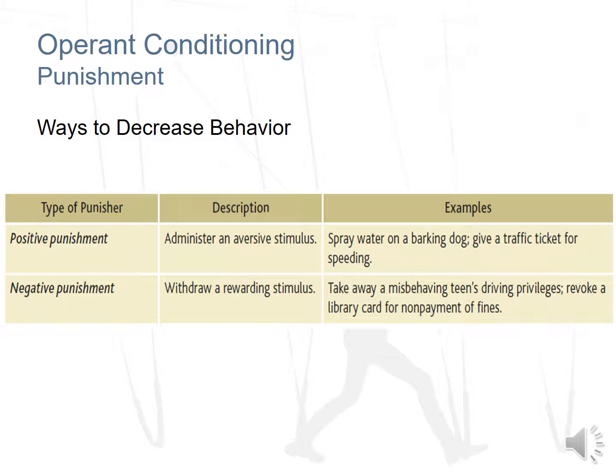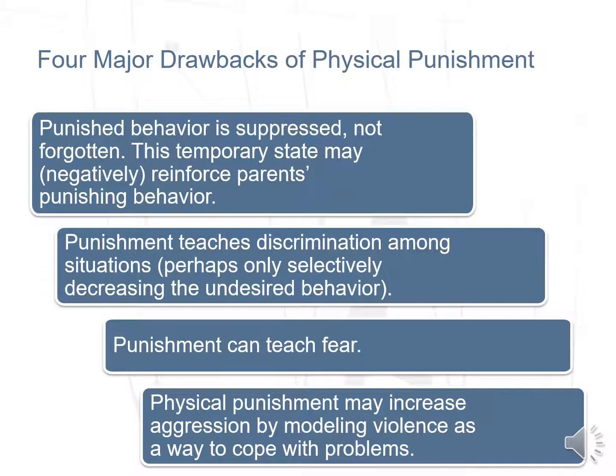We may administer an aversive stimulus. An example would be spraying water on a barking dog or giving a traffic ticket for speeding. In terms of negative punishment, we may withdraw a rewarding stimulus, take away a misbehaving teen's driving privileges, or revoke a library card for non-payment of fines.